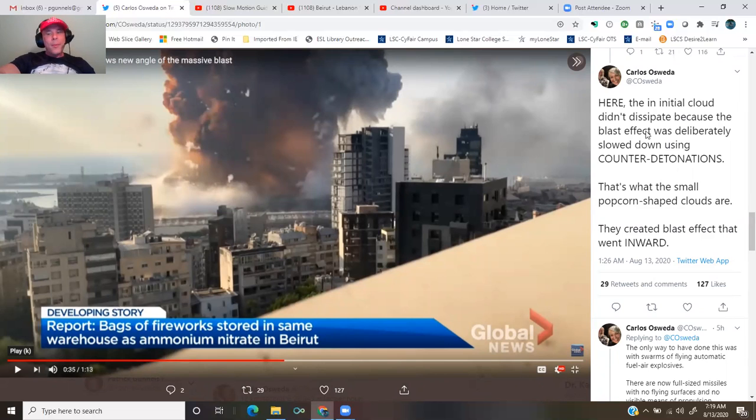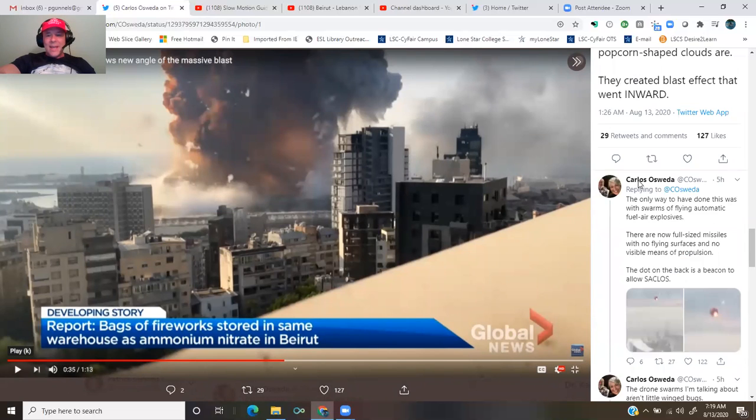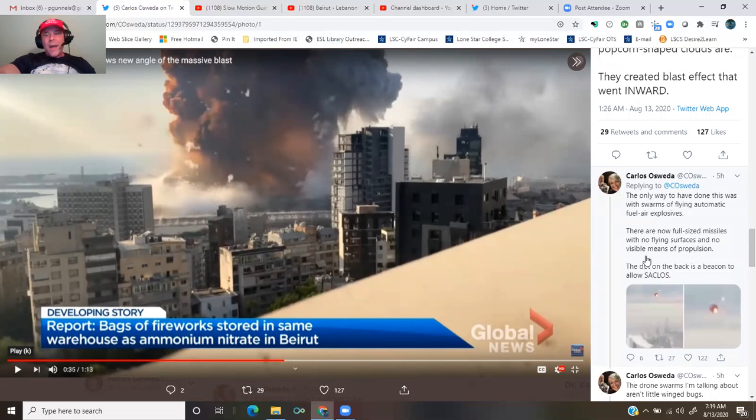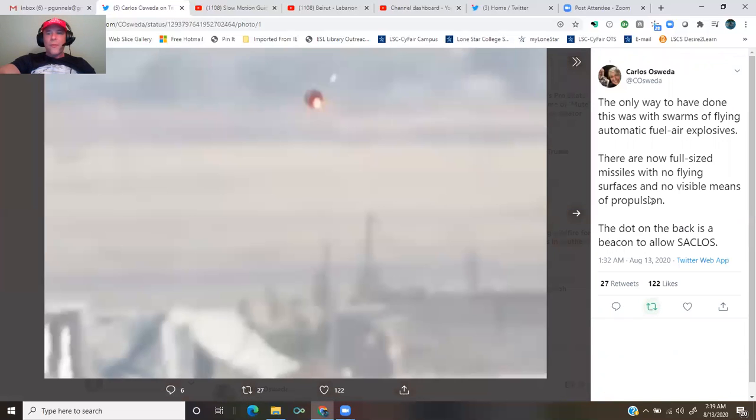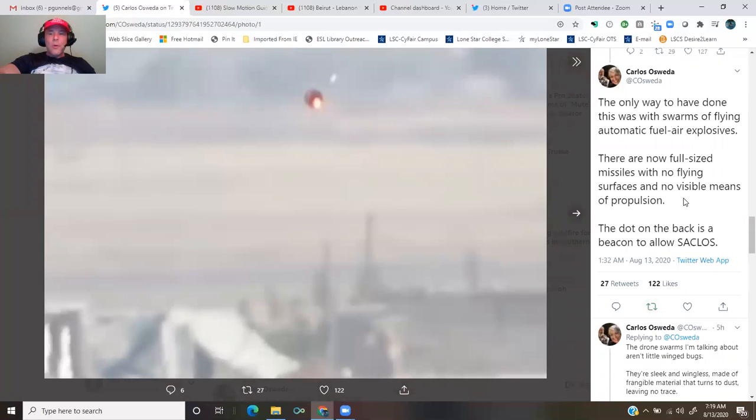That's what the small popcorn-shaped clouds are. They created blast effect that went inward. The only way to have done this was with swarms of flying automatic fuel-air explosives. There are now full-sized missiles with no flying surfaces and no visible means of propulsion. The dot on the back is a beacon to allow SACLOS, semi-automatic something line of sight. I forget what the C stands for. Sorry.